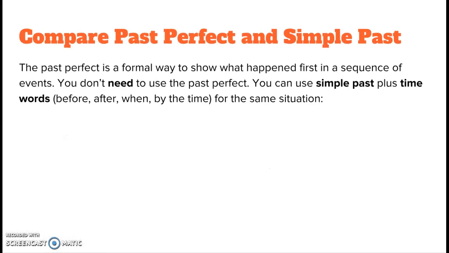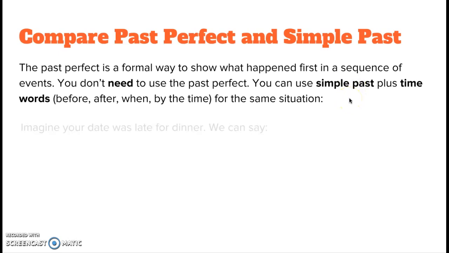So let's compare the past perfect and the simple past. Because the past perfect is a formal way to show what happened first in a sequence of events. But you don't need to use the past perfect. There's other ways to show the sequence of events. If you use time words, such as before, after, when, by the time, things like that, your order will be clear. And in that case, you can use the simple past.